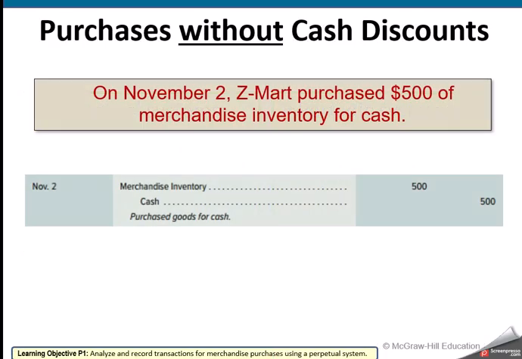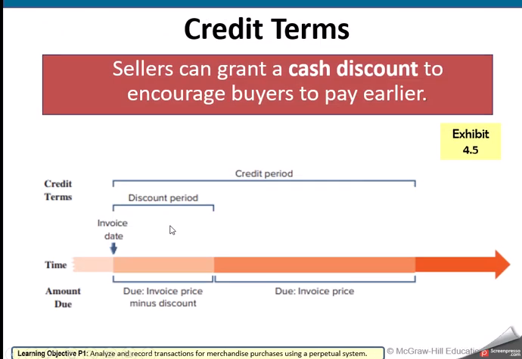So we can purchase inventory without discounts, maybe a vendor that isn't providing us any discount opportunity. So if that happens, we debit merchandise inventory, which is a new current asset, and then we would credit cash. Now, many times though, we will pick suppliers who offer us a cash discount. So the cash discount isn't necessarily you get a discount for paying cash. What it is, it's a discount for paying early.